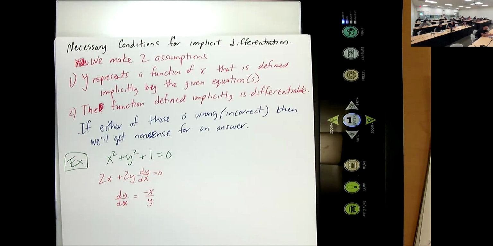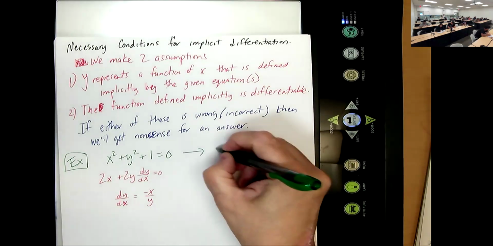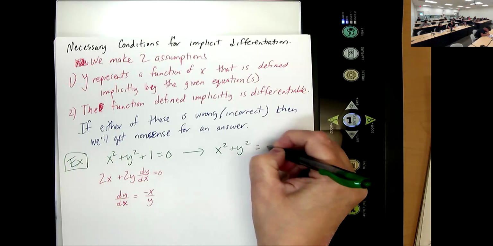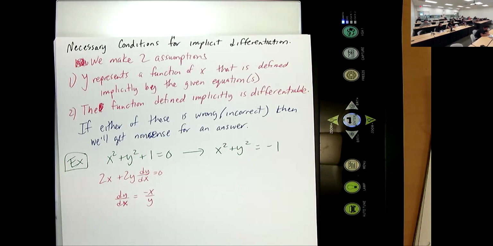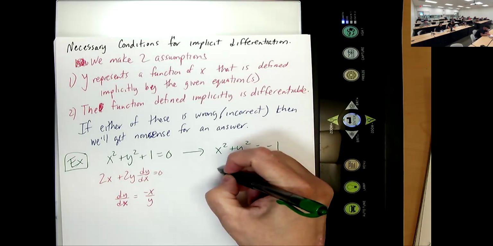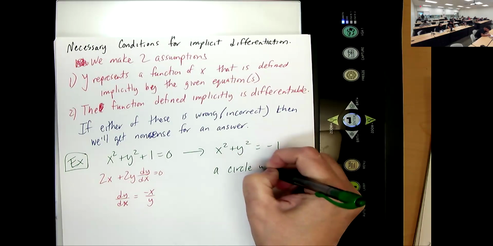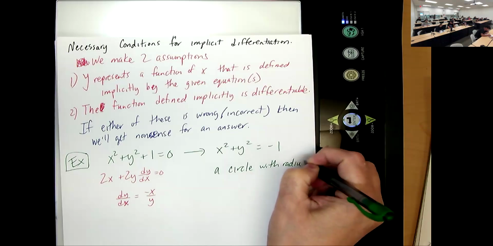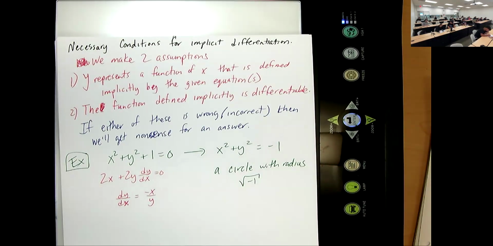We're getting an answer here. You have a slope. What if I rewrite this, though, as just subtract 1 from both sides? What is that giving me? A circle of radius negative 1. Nope, square root of negative 1. Circle with radius square root of negative 1. There's no real answer to that.